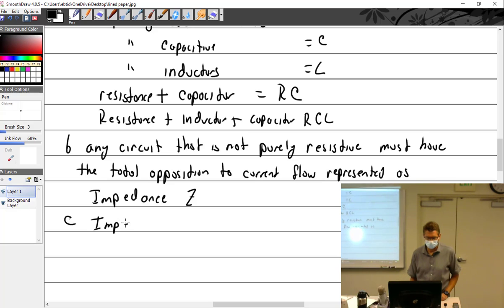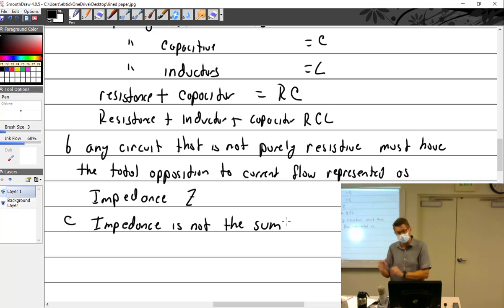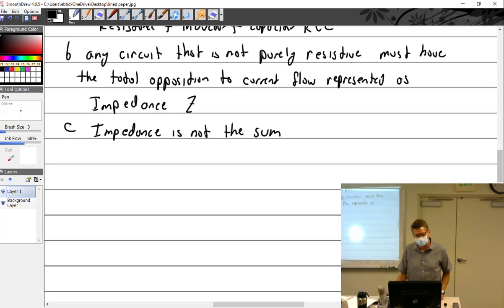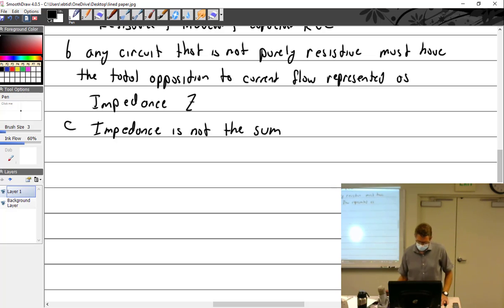Impedance is not the sum of each one of these things. So I can't take resistance plus X of L plus X of C and say, well, there's my impedance. Wouldn't it be nice? If that was the case, I would be done right here, right now, and say, there you go, just add them up, we're done. Test on Friday. But it isn't.